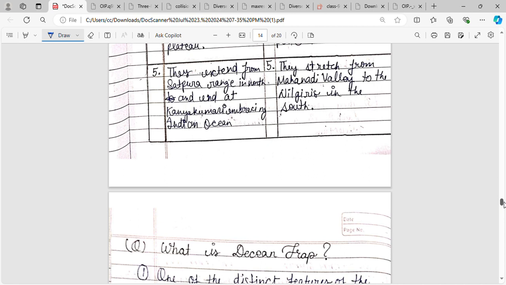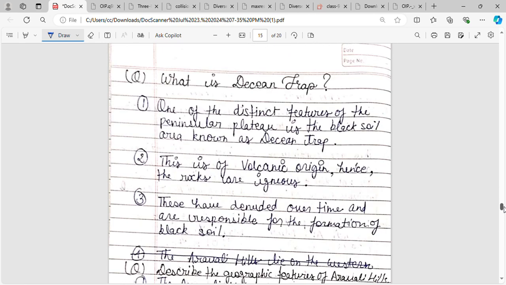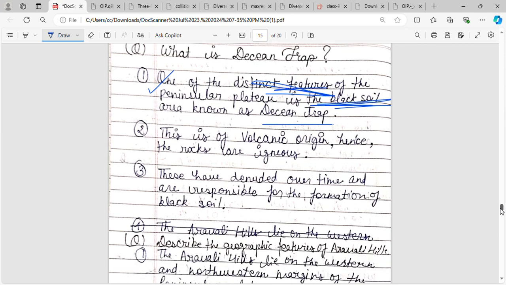This is about Western Ghats, and Eastern Ghats stretch from Mahanadi Valley to Nilgiris in the south. Now what is Deccan Tract? This is very important. One of the distinct features of the Peninsular Plateau is the black soil area. This is known as the Deccan Tract.